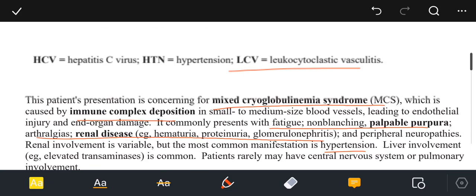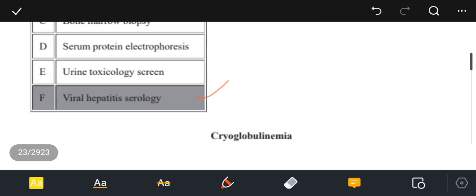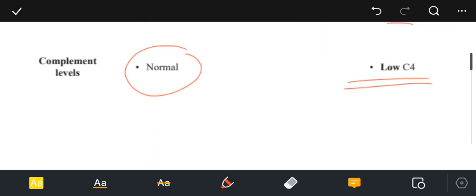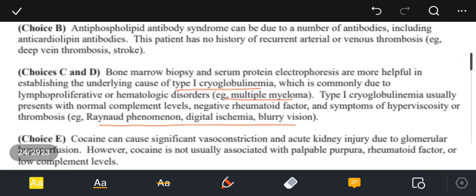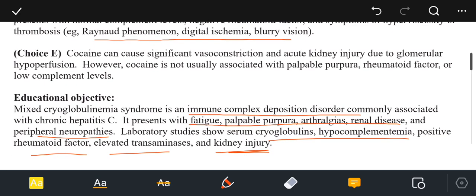The choice E, that is urine toxicology screen, was not the option of choice because cocaine can cause significant vasoconstriction and acute kidney injury due to glomerular hypoperfusion. However, cocaine is not usually associated with a palpable purpura, rheumatoid factor, or low complement levels.